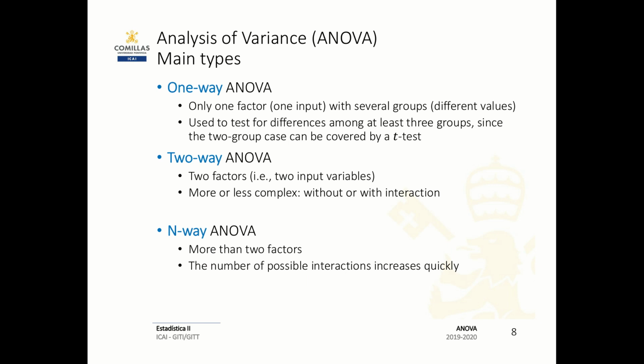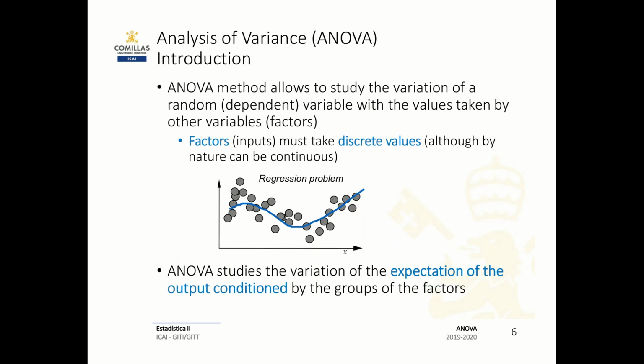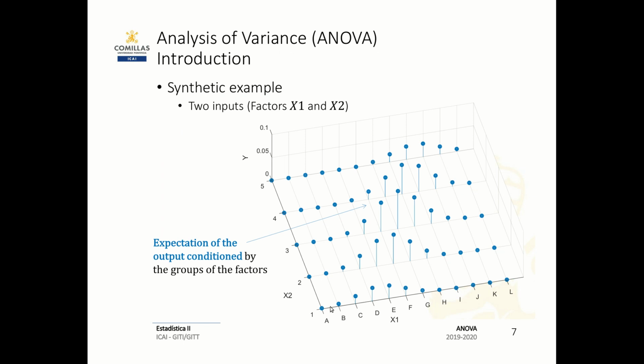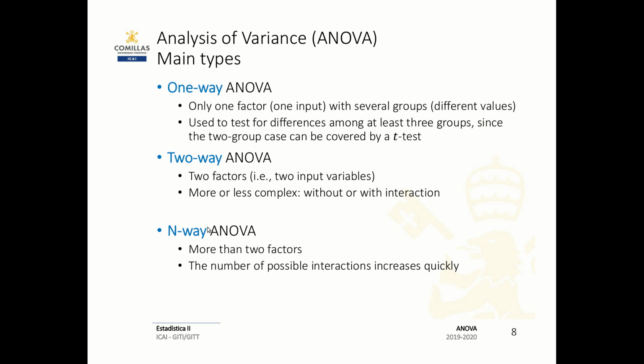And then there are different kinds of ANOVA, depending on the number of predictors we are using. So we have one-way ANOVA, two-way ANOVA, n-way ANOVA. The difference is how many predictors we have. In this problem we have just one predictor, that is the time. Here we have two predictors, x1 and x2. So the first one is an example of one-way ANOVA, and this one is an example of two-way ANOVA. And then we can generalize to any number of factors.